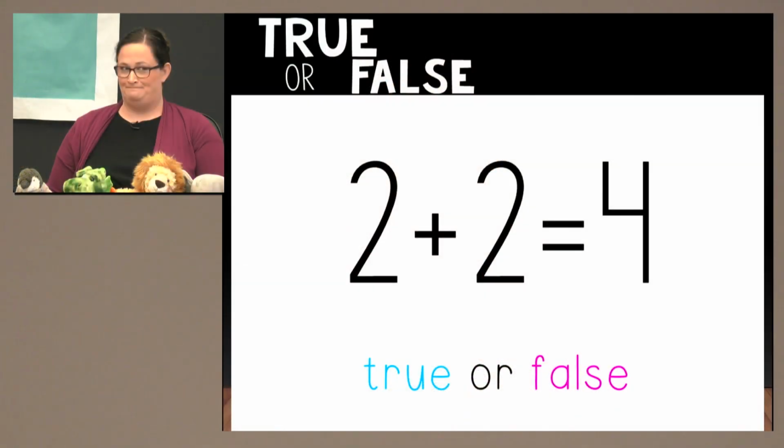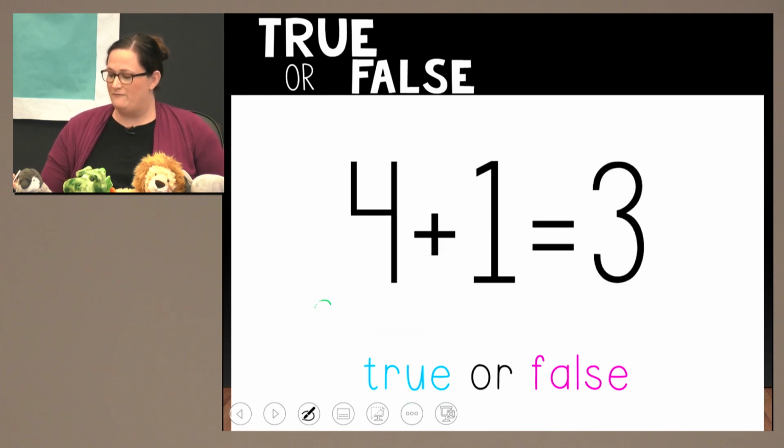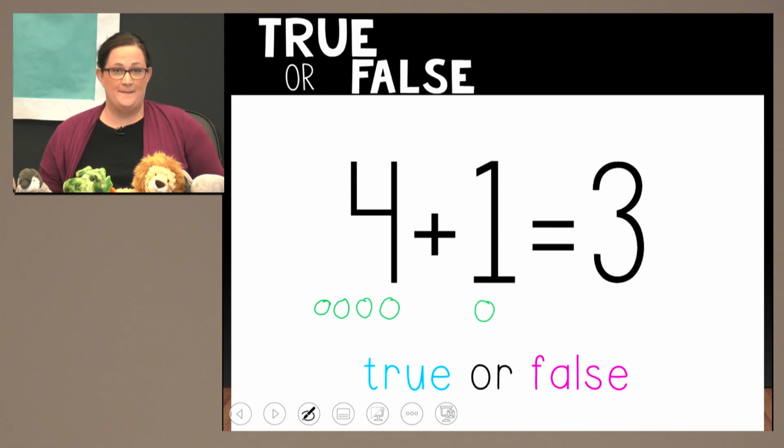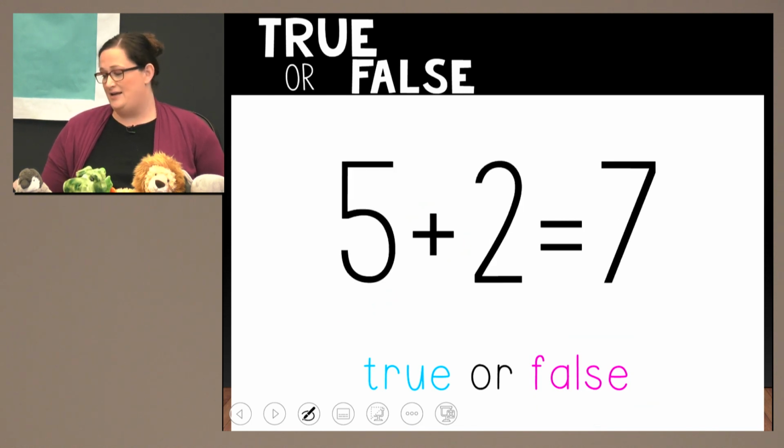Okay, kindergartners, you have to decide, is this true or is it false? Ready? If you have 2 and then you put 2 more on, is it 4? True or false? It's true. What if you have 4 and you put 1 more on? Does that make 3? I think what this person did was they didn't put 1 on, they did subtraction and took 1 off. They made a mistake.